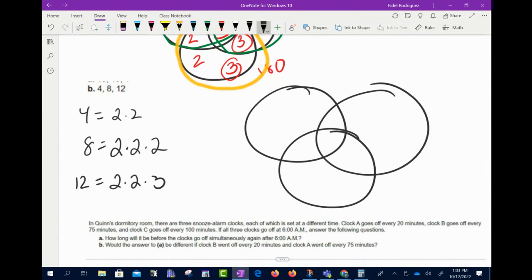So the first thing I'm going to say is, okay, do all 3 of them have something in common? Yeah, they all got a 2 there and another 2 right there. Okay. So here's my 4, here's my 8, there's my 12. Okay. Now notice, y'all, there's nothing left for the 4. For the 8, there is another 2. And for the 12, there is another 3. Okay.